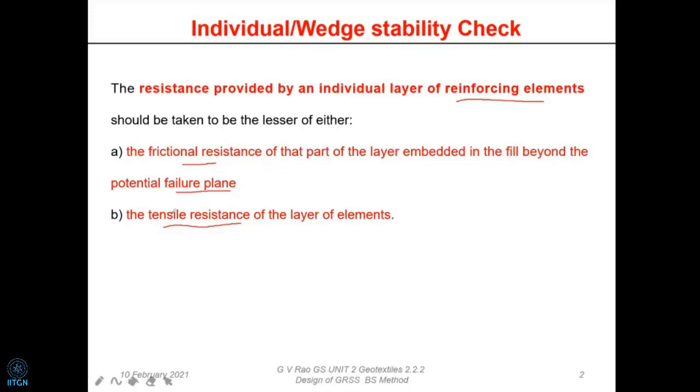So if this is satisfied at the individual level, then for the wedges, which we are going to assume as imaginary trial wedges at different levels and different inclinations, we will see that the reinforcements together, if you add up the resistance of each one of them, should definitely give us more resistance than what is required. That is what we are trying to do.